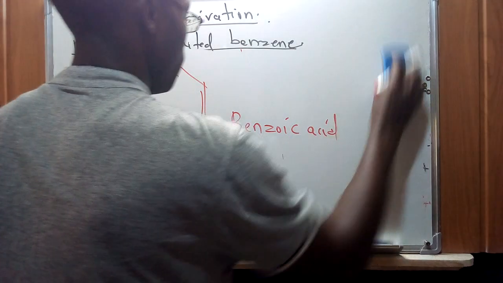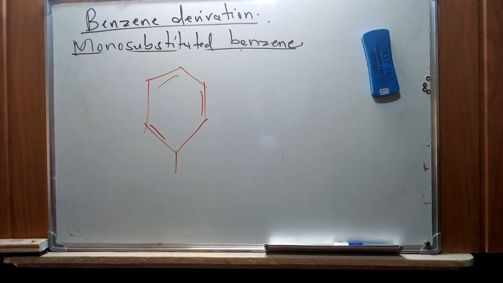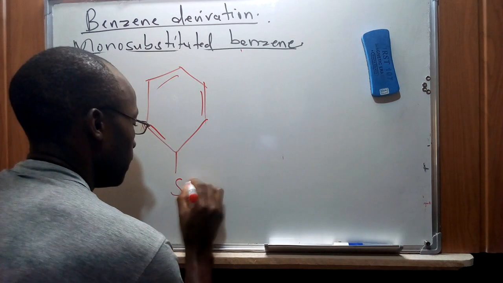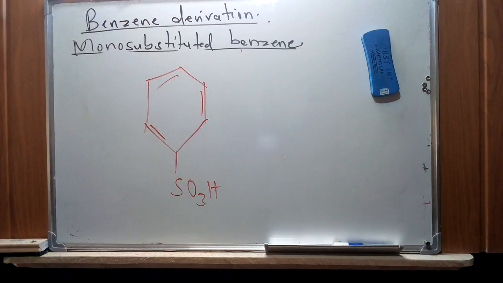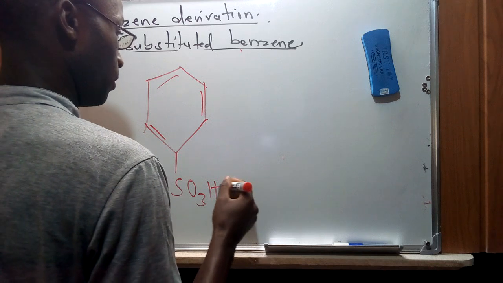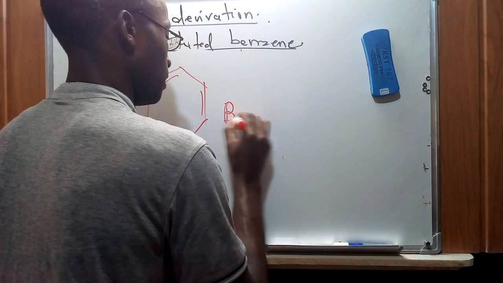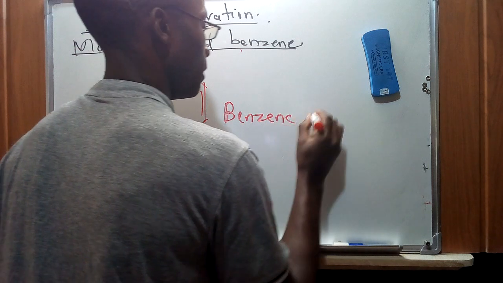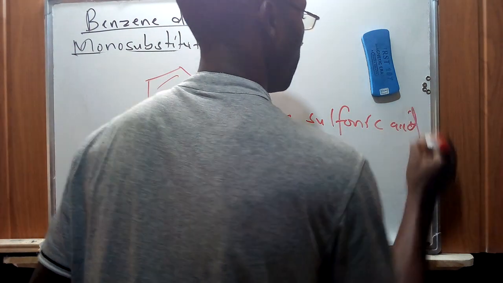And then we can have another molecule still that is substituted benzene at that particular point using the OH group. This is from an acid, specifically sulfuric acid. So that one is going to give the name benzene sulfonic acid.